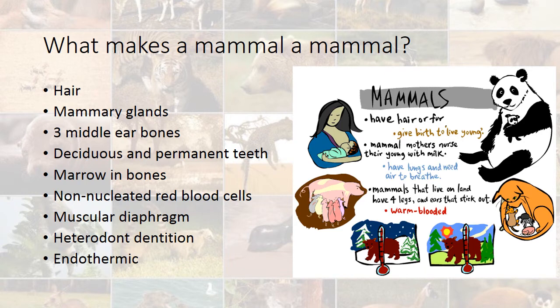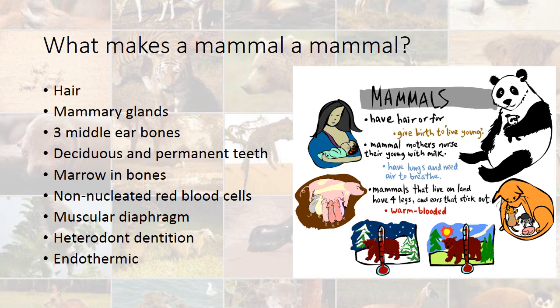So what makes a mammal a mammal? Mammals have hair or fur. They have mammary glands, and they have three middle ear bones. Other vertebrates don't have those three middle ear bones, so it's a more complex ear. Almost all mammals have deciduous and permanent teeth, so some teeth that fall out and some that stay. Mammals have marrow in their bones.